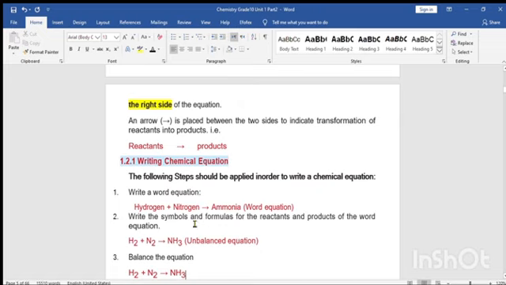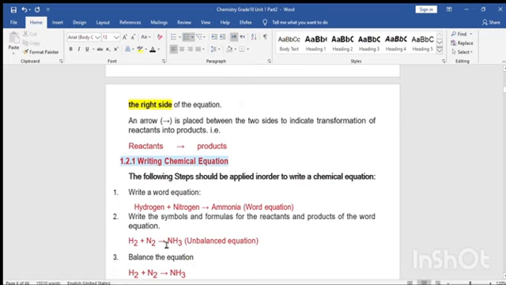For instance, the word equation for the reaction between hydrogen and nitrogen to form ammonia looks like this. This is the word equation: hydrogen combines chemically with nitrogen to give ammonia. The formula equation using symbols and formulas looks like this, because the formula of a hydrogen molecule is H2, the formula of a nitrogen molecule is N2, and the formula of ammonia is NH3. This is the equation using symbols and formulas.